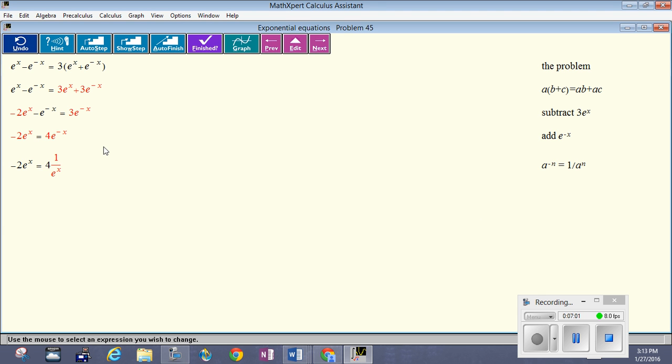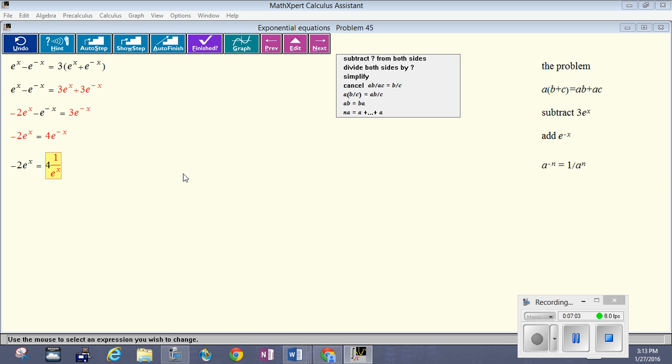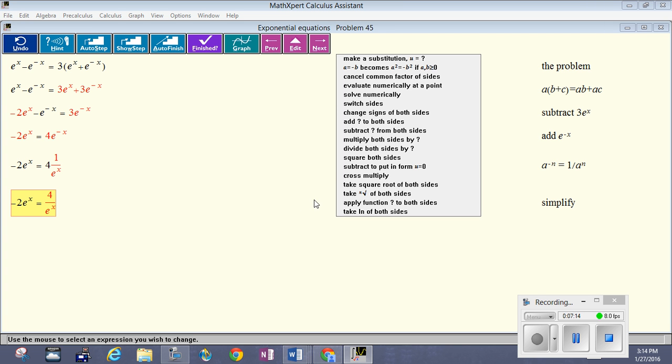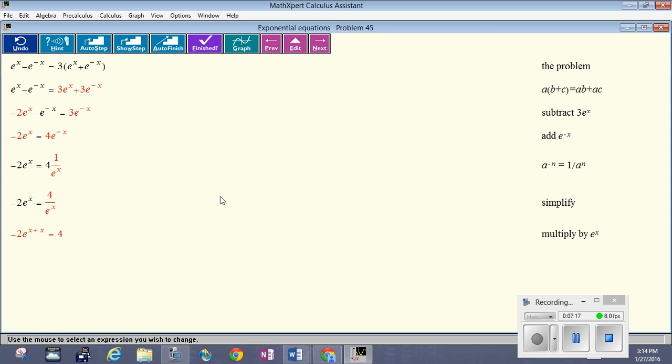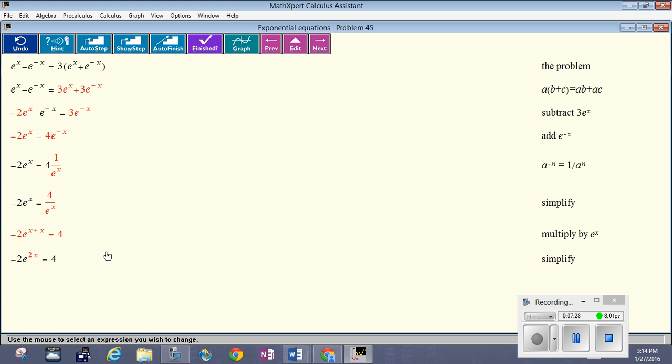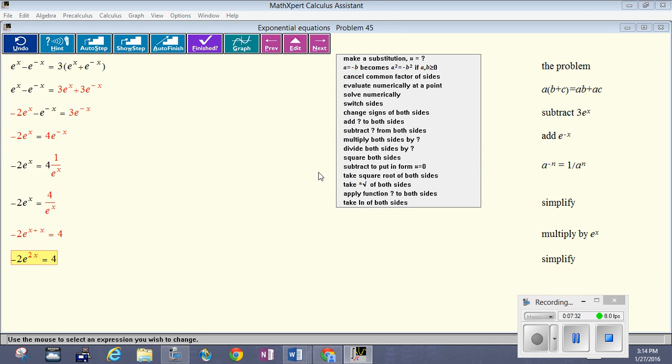It's not going to give me that choice yet until I write this as a fraction. I guess it's right there. Okay, now I'm going to cross multiply. And so that's going to suggest I get e to the 2x. All right. Okay. And divide by negative 2. And I think you're going to see we'll have a new solution here.